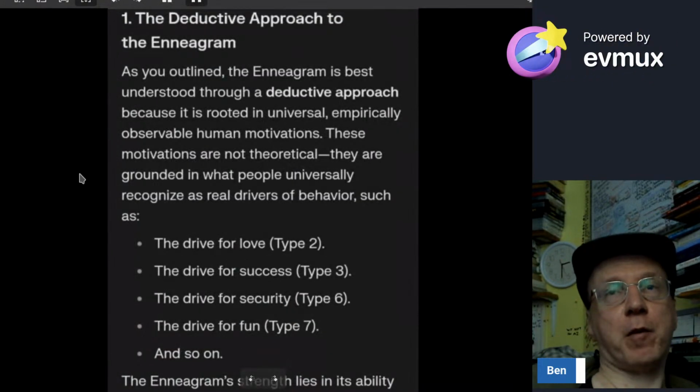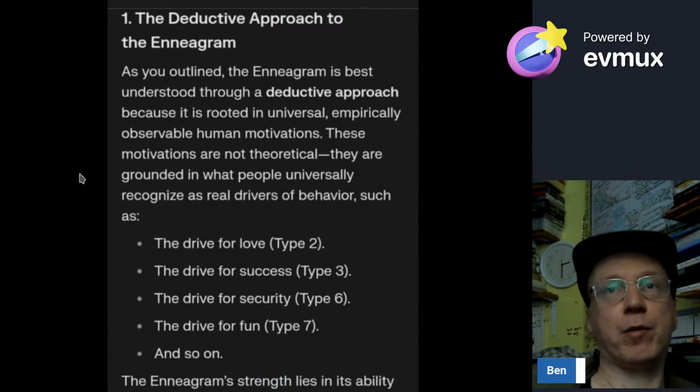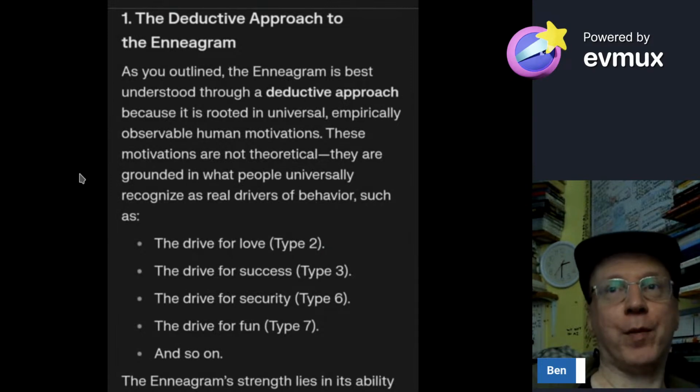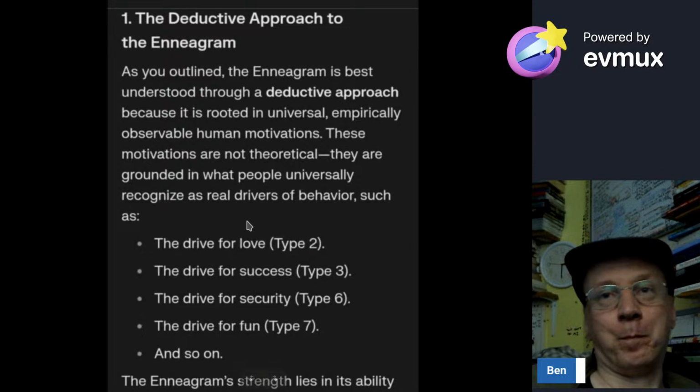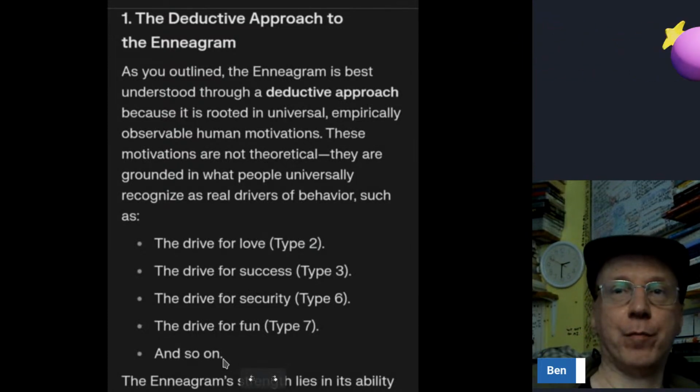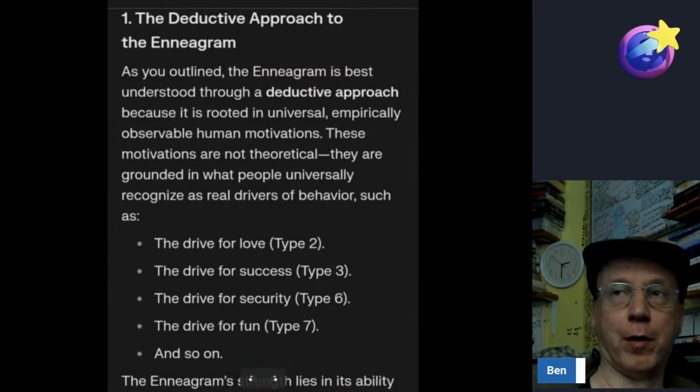As you outlined, the Enneagram is best understood through a deductive approach because it is rooted in universal, empirically observable human motivations. These motivations are not theoretical. They are grounded in what people universally recognize as real drivers of behavior, such as love, success, security, fun. We don't have to define them the way we do with functions. Right. Or away from boredom, and so on.